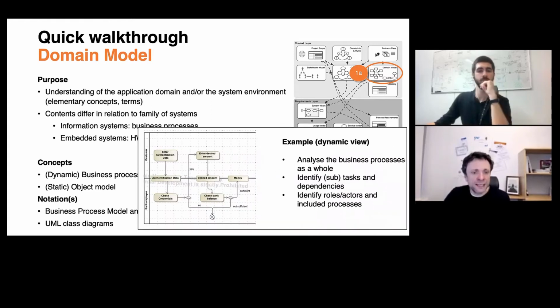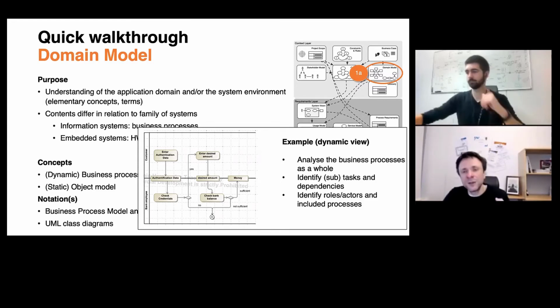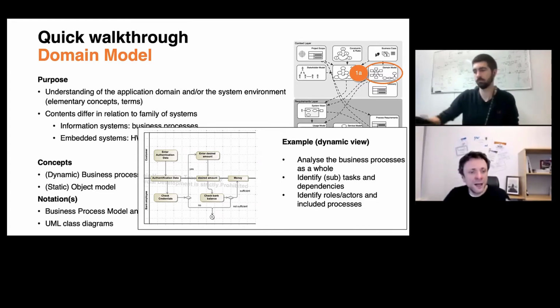Now, what you can see here is one example for a dynamic view captured by a business process modeling notation. What exactly we do here is not that important, but take away one thing, that is that at this level, I don't specify how I intend to interact with the software system, but rather I really want to understand only what the generic workflows are in my domain.